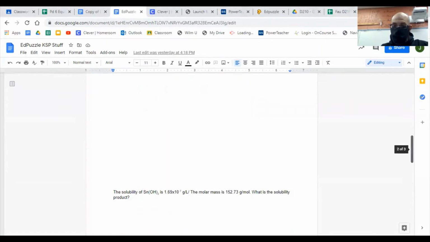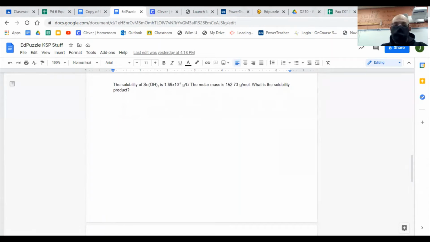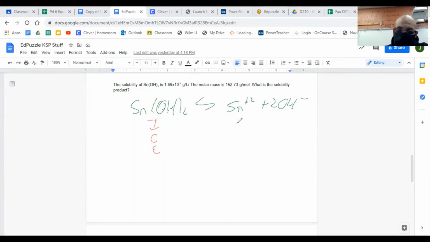So let's look at another one. The solubility of tin hydroxide is 1.69 times 10 to the negative 7 grams per liter. We're given a molar mass. We're looking for Ksp. Same procedure, nothing new. So we've got tin hydroxide. It's going to become tin plus 2 and 2 hydroxides. Let's do our ice chart. So 0, S, S, 0, 2S, 2S.